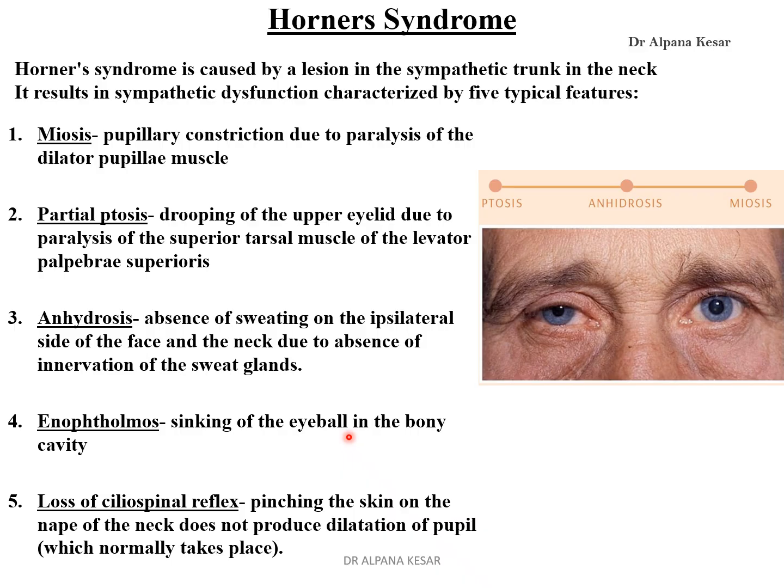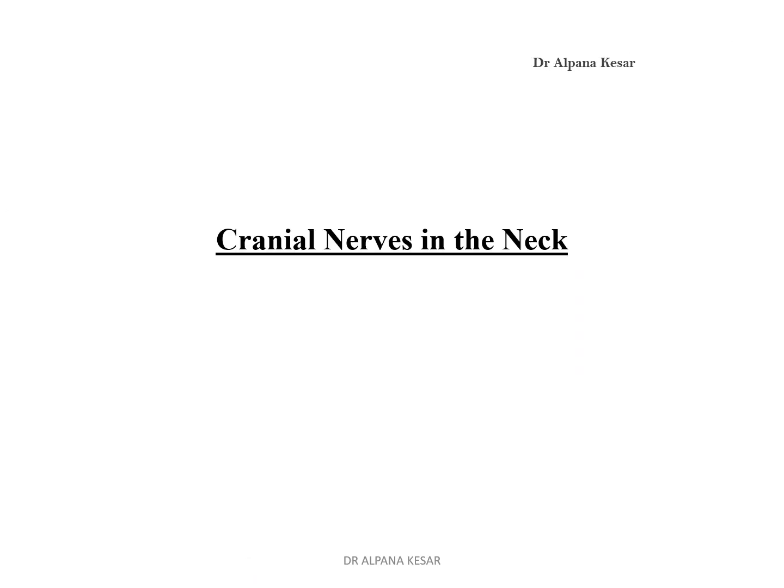Other symptoms are there is sinking of eyeball in the bony cavity, and there is loss of cilio-spinal reflex, that is, pinching of the skin on the nape of the neck does not produce dilation of pupil which normally takes place. In this tutorial, we have covered the cervical plexus and ansa cervicalis, followed by brachial plexus in brief, and then the cervical sympathetic system. Further, we will cover the cranial nerves in the neck.